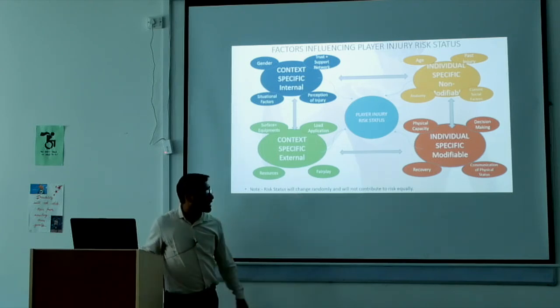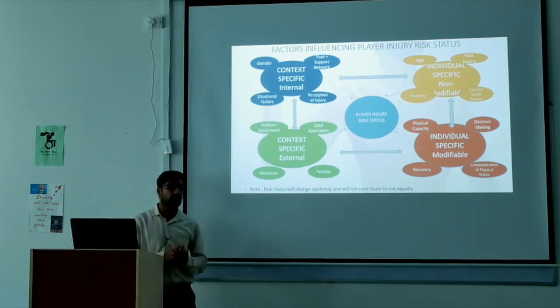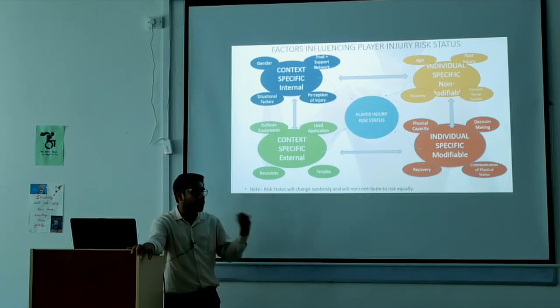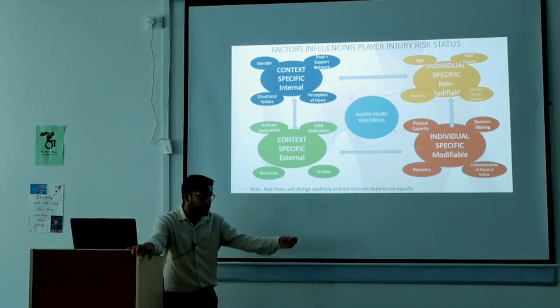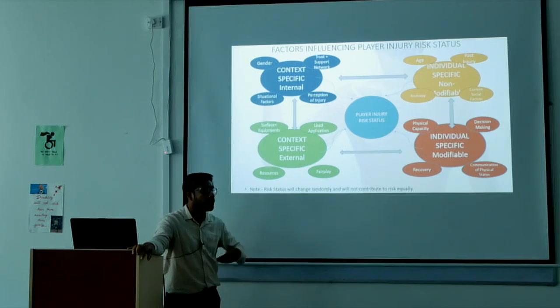Last one is the communication of physical status. If you have any niggle or an injury, how well do you communicate with your sports specific team or your medical team? Do you report that or not? If you are reporting that, then the medical person can help you. But if you're not taking that seriously, it can grow and become a bigger injury.